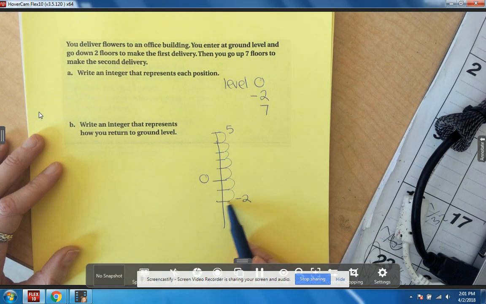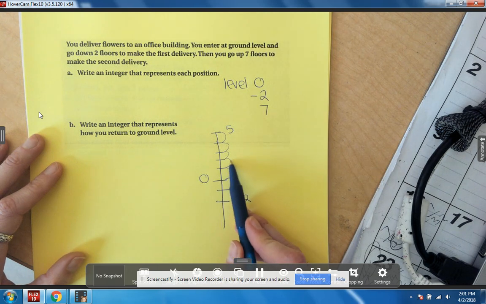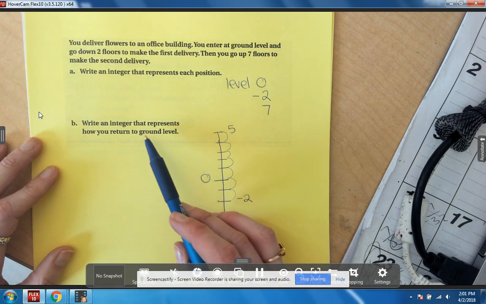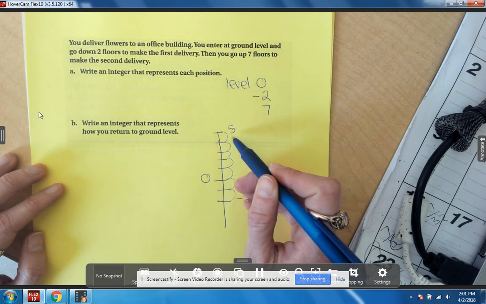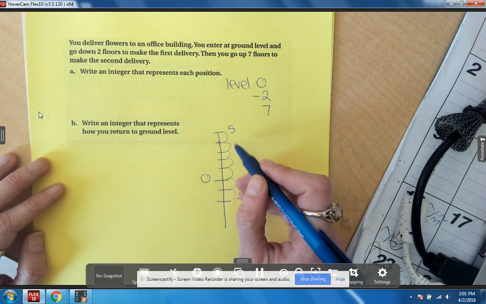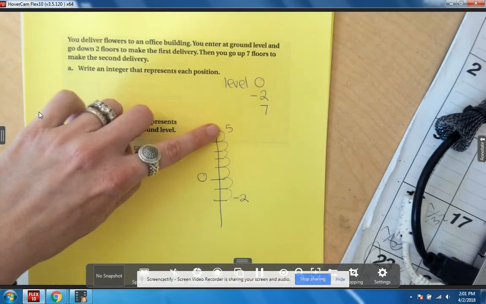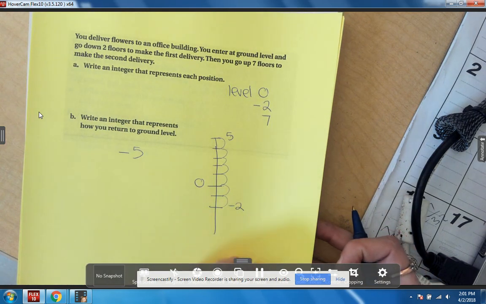So when you went down 2 floors, that makes you a -2, but then you went up 7. So 2 up brings you back to the ground level. Then you go up another 5 to get your total of 7 floors. Now you're on the 5th floor. How do you return to ground level? Well, if you're up here, you're going down to 0. You're going down 5. That's going to be a -5 to go back down 5 floors to get to 0. Okay, see if you could try one.